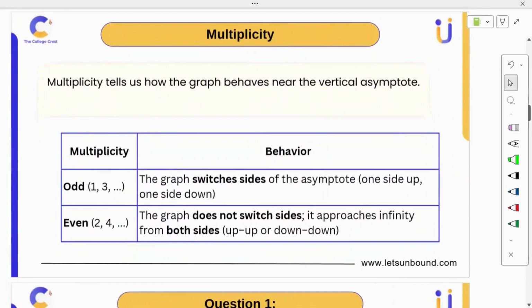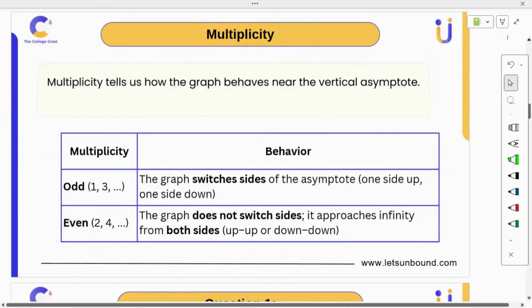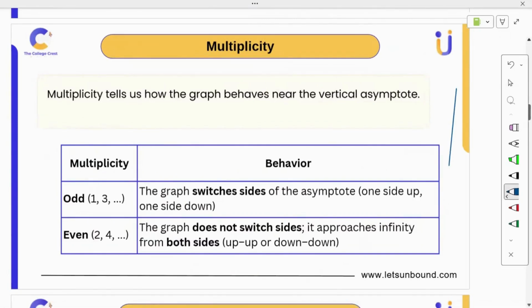Now, how does multiplicity help us in analyzing the behavior? Multiplicity is odd or even. If it's odd, the graph switches sides of the asymptote. If it approaches plus infinity on one side, the other side goes to minus infinity, or if it approaches minus infinity here, it means plus infinity on the other. So one side up, one side down. What if I have even multiplicity? Both sides approach plus infinity or both approach minus infinity. In this way we can analyze how the graph behaves near the vertical asymptote, right?